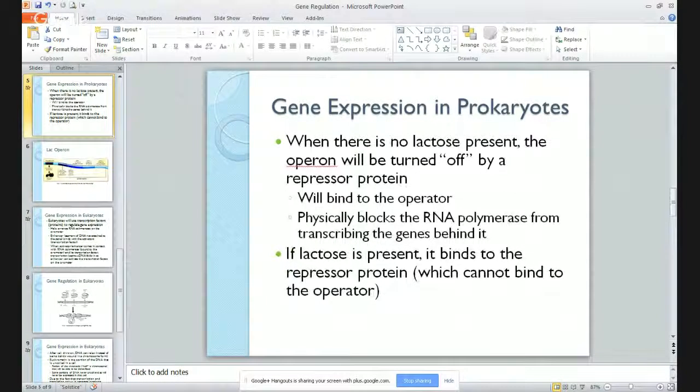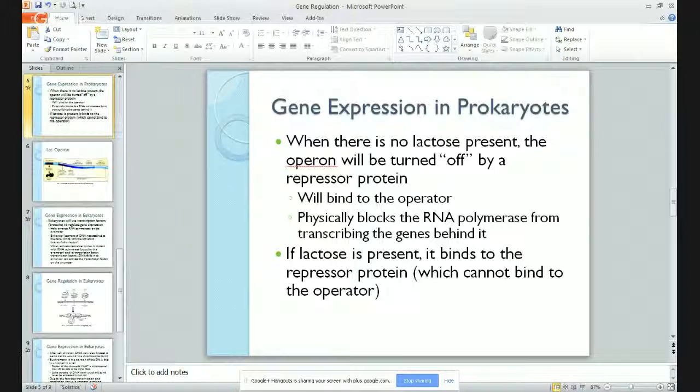So, when there is no lactose present, there's no point in making these enzymes, and so the operon's turned off by a repressor protein. It basically sits on the operator, and because it's sitting on the operator, RNA polymerase can't attach, and so you physically cannot transcribe the genes behind it.